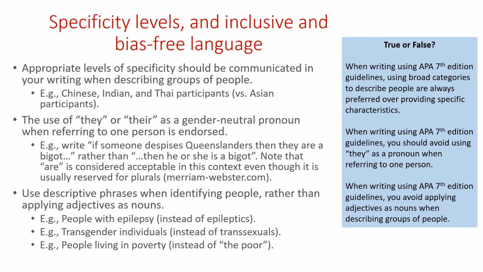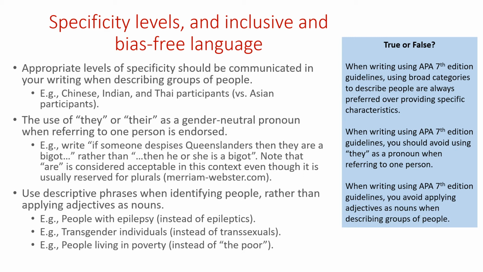True or false? When writing using APA 7th edition guidelines, using broad categories to describe people is always preferred over providing specific characteristics. That is false. We want to be as specific as we can be, as is appropriate given the context. Second question, when writing using APA 7th edition guidelines, you should avoid using they as a pronoun when referring to one person. This is false.